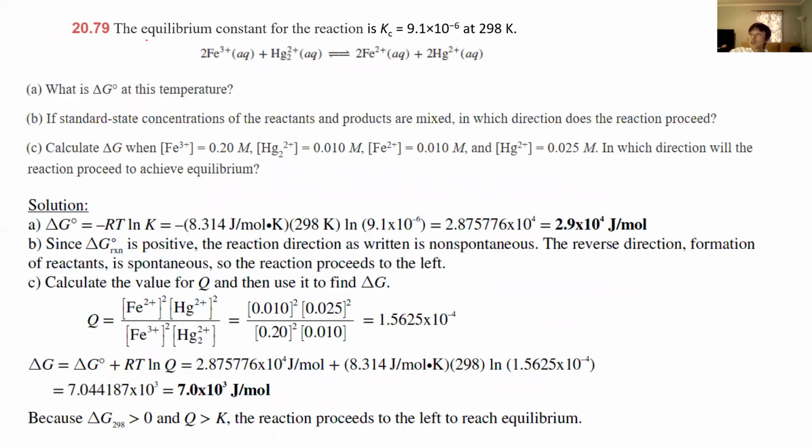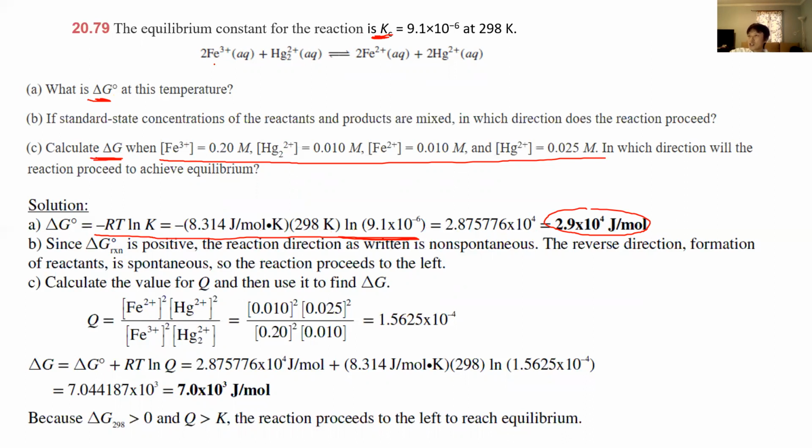This example problem is related to the standard delta G, the equilibrium constant, and also the non-standard state. So what is the free energy when we have a reaction mixture? First, in part A, the K value is given in the problem. So we can apply this equation directly to calculate delta G, because the temperature is given and R is a constant. So we got the delta G. Remember, the sign of delta G can also help us determine whether the reaction is spontaneous or not.